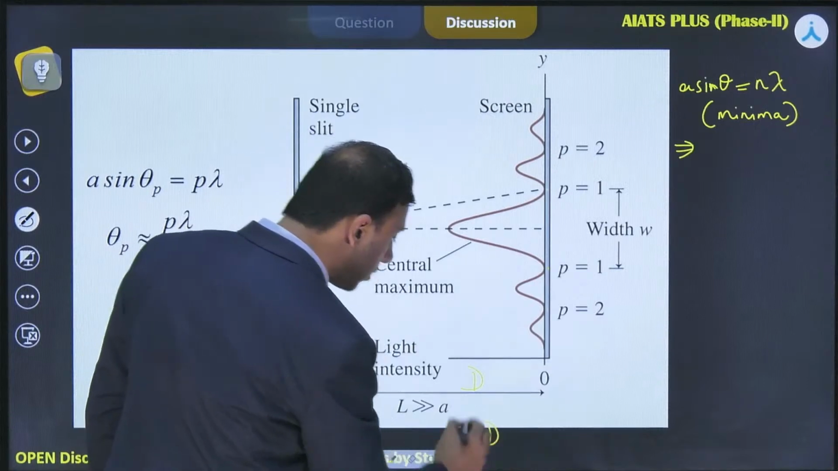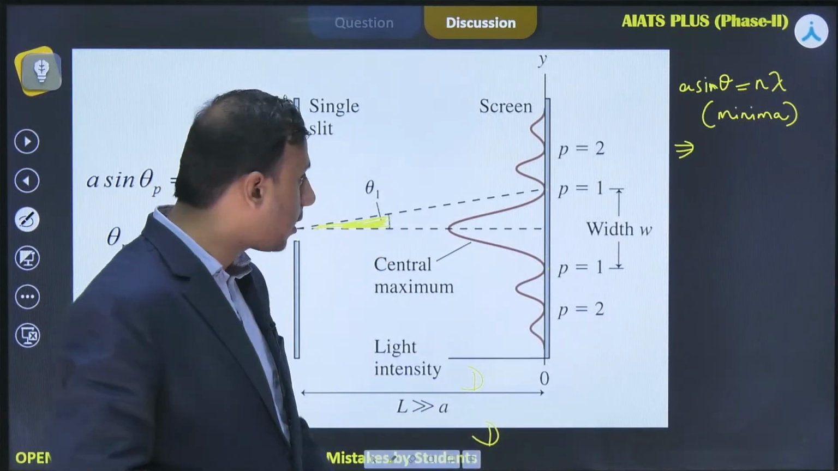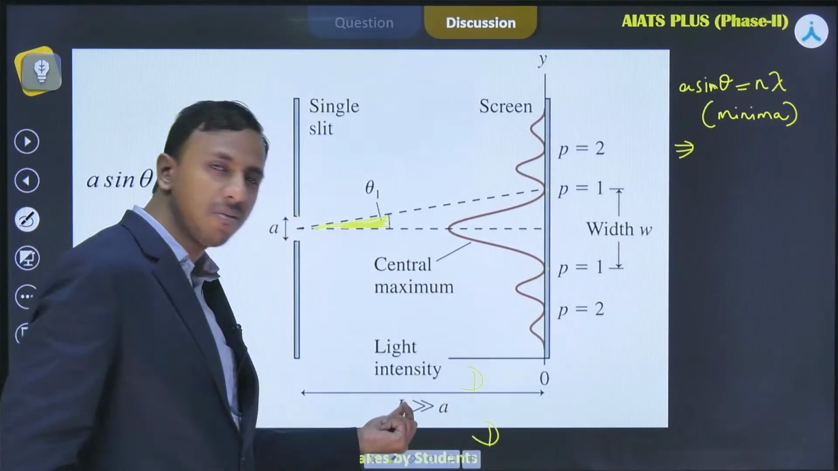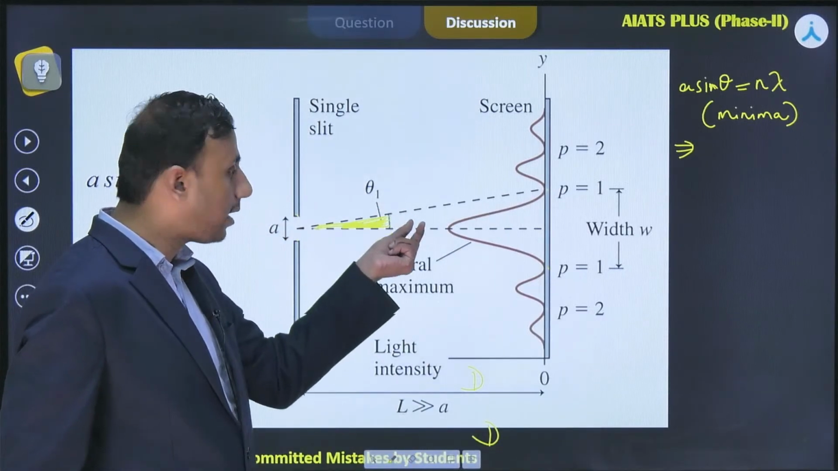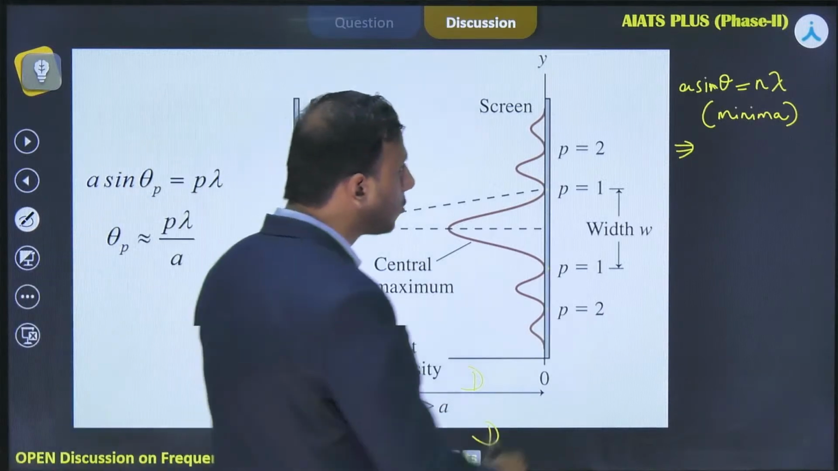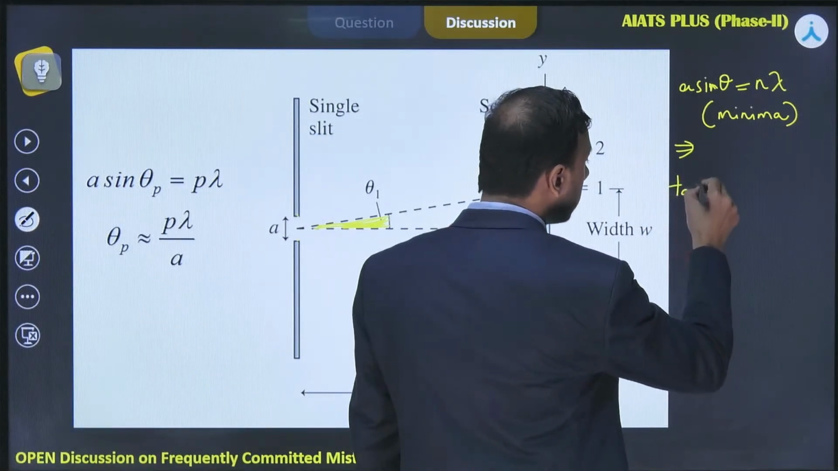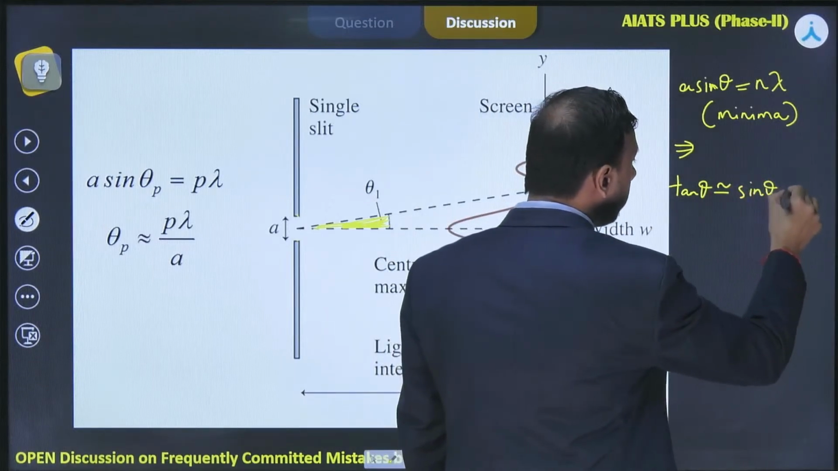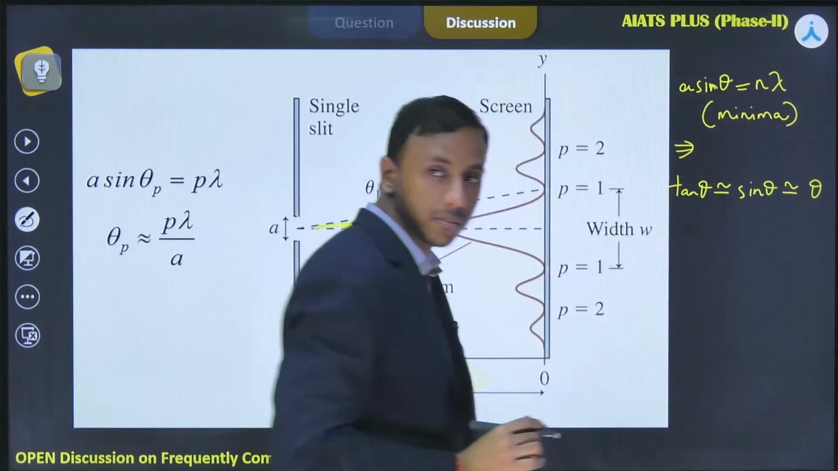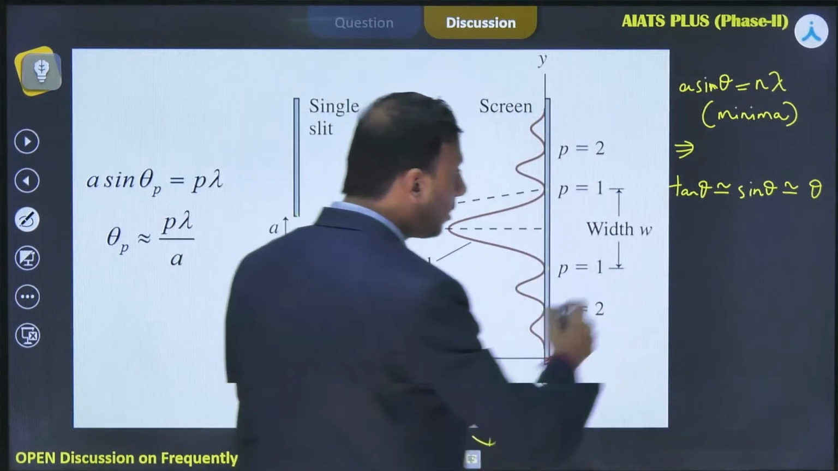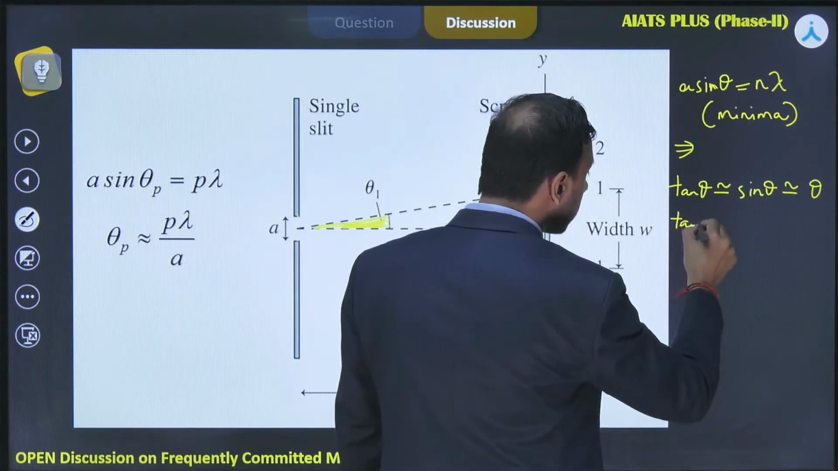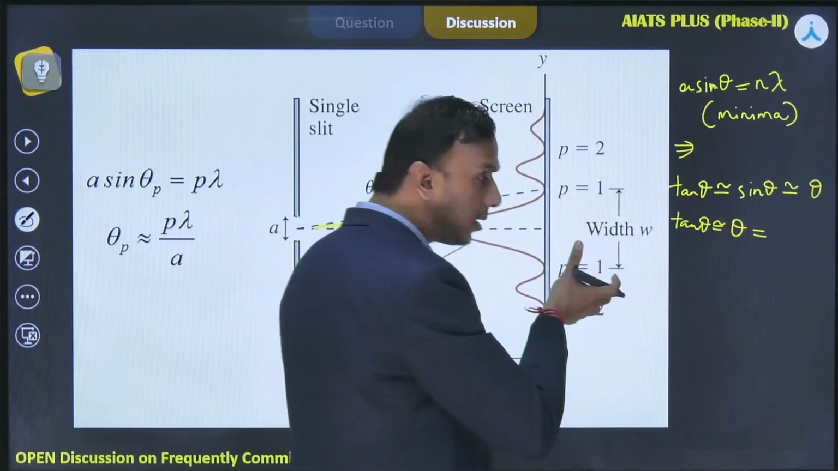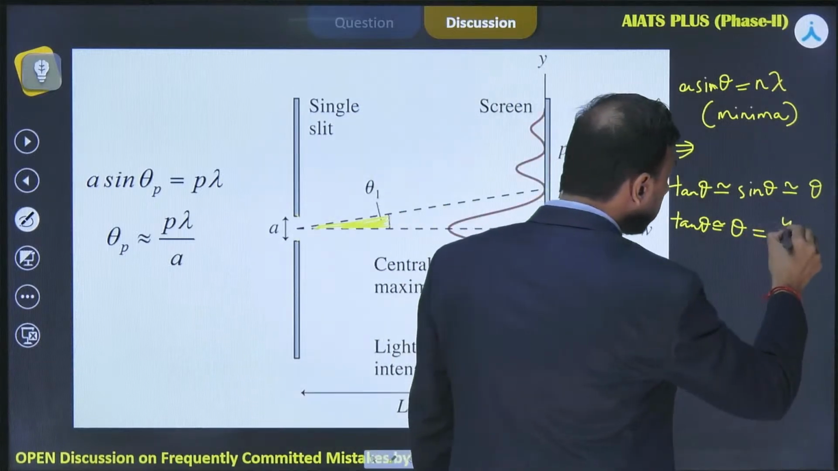Capital D, this you already did in your Young's double slit as well, right? This y upon capital D, and this capital D is given as very, very high. So this tan theta would be very, very low. So if tan theta is low, we say it is approximately equal to sin theta, or approximately equal to theta. So tan theta we can write equal to theta equal to y by D, right? So y by D.